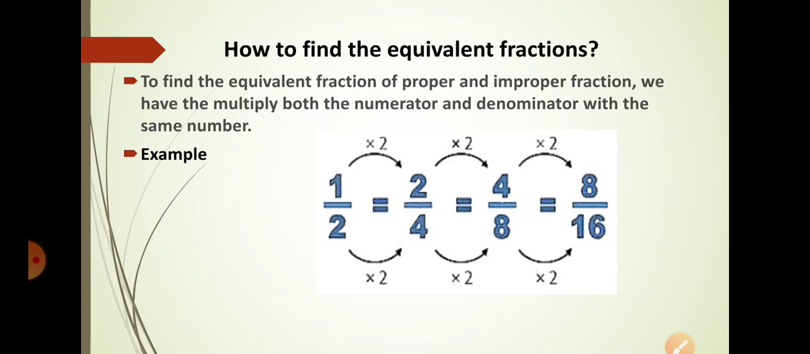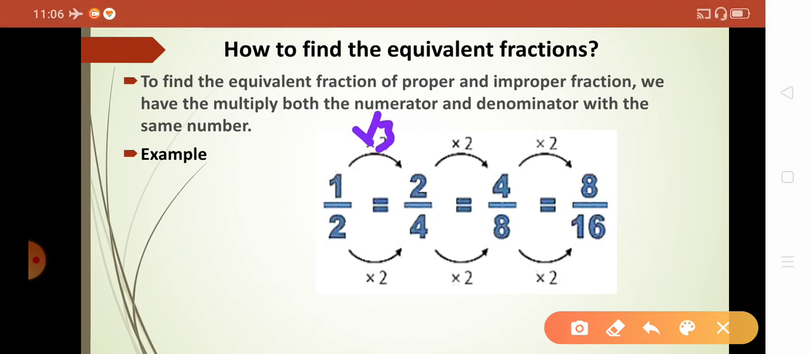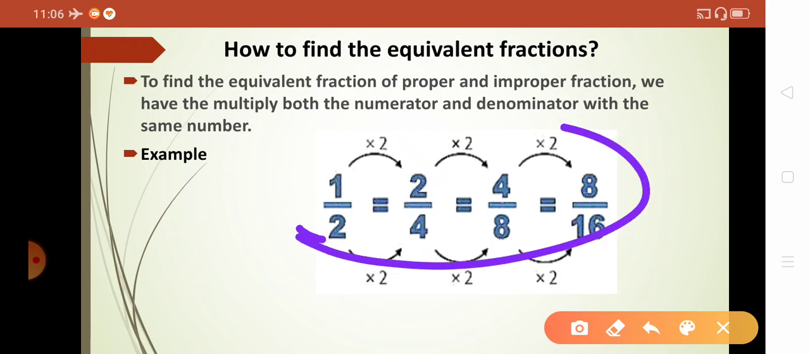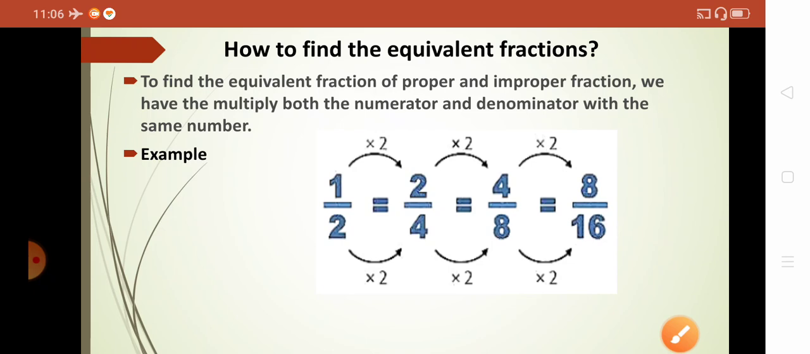For example, you have to find equivalent fractions to 1 by 2. So what will you do? I have multiplied here by 2. You can also multiply it by 3, 4 or any number, but the number must be the same each time for numerator and denominator. So here the example is for 1 by 2, I have multiplied by 2. So 2 ones are 2, 2 twos are 4. In each one, the answer is always equivalent. In this way, we will find the equivalent fractions of a given fraction.